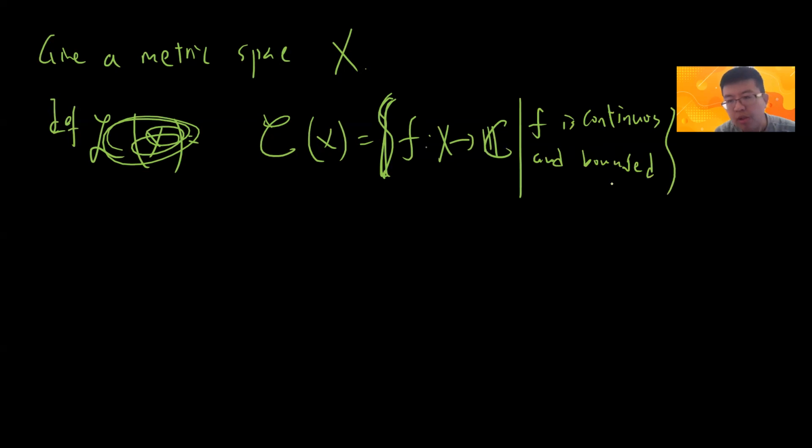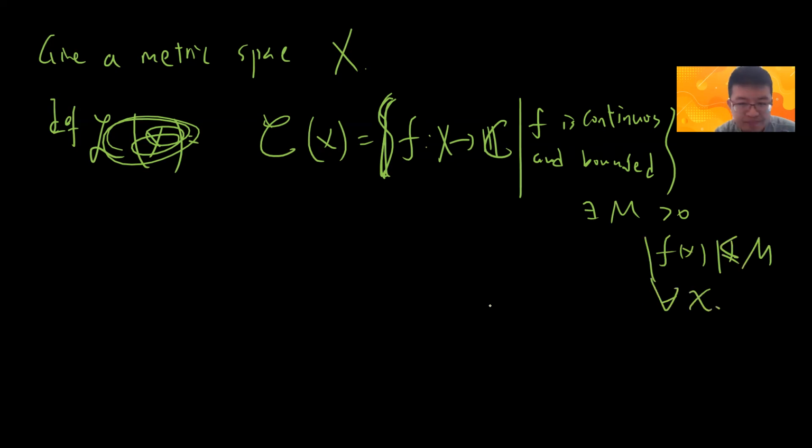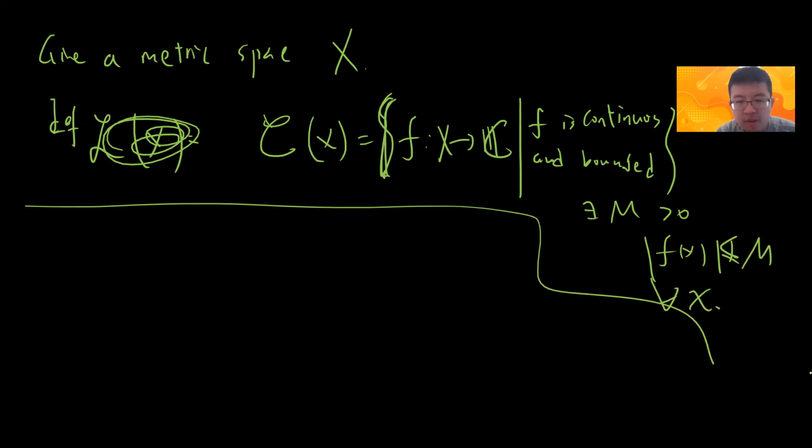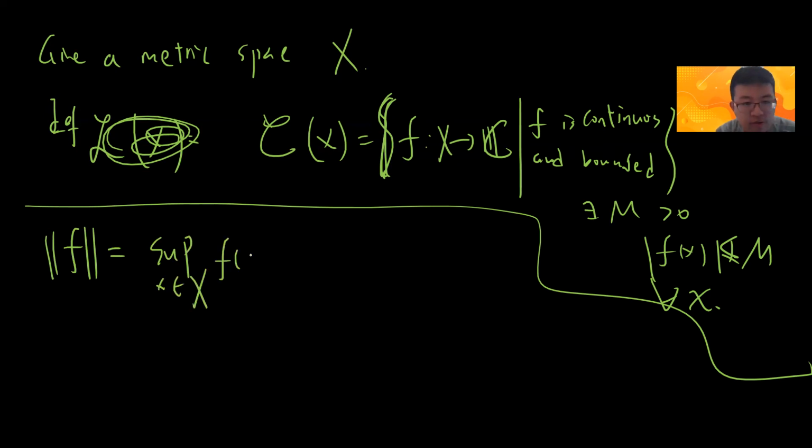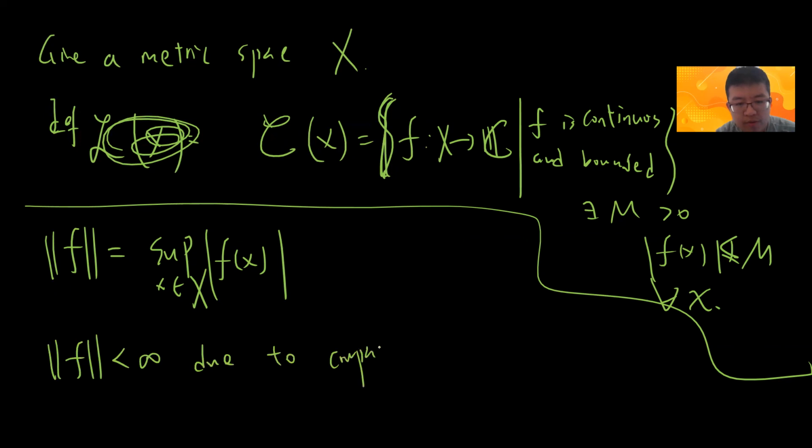Okay, so bounded means that there exists M such that |f(x)| ≤ M for all x. So I can define the supremum of f to be the supremum over x belonging to X of the absolute value of f(x). So this is well defined, right? Because of the compactness of X.